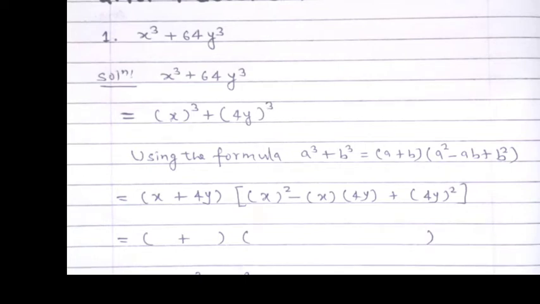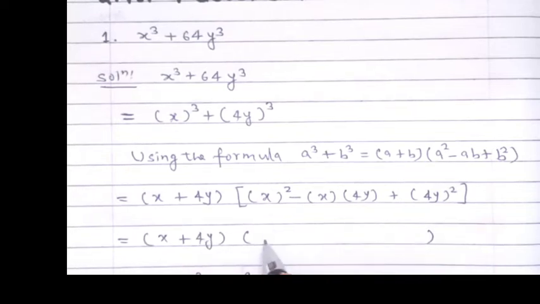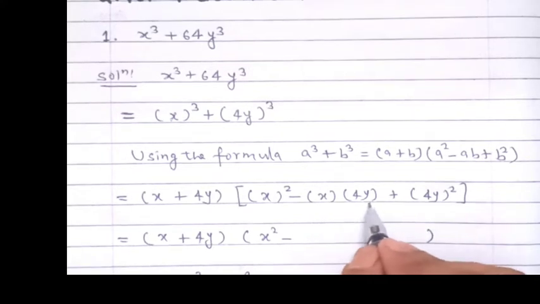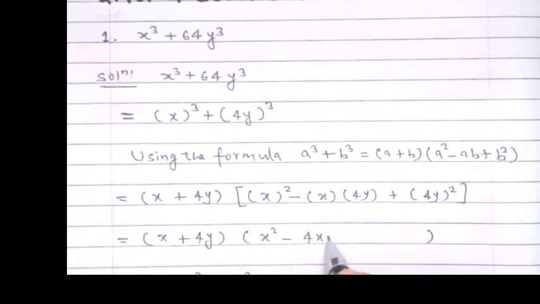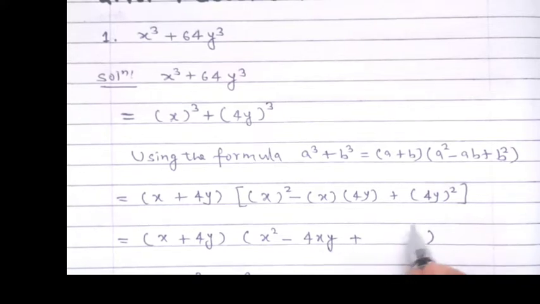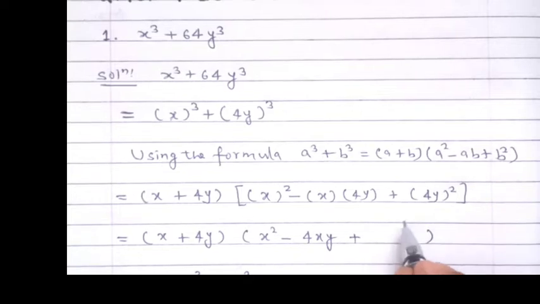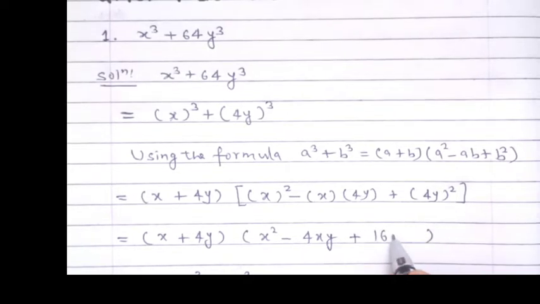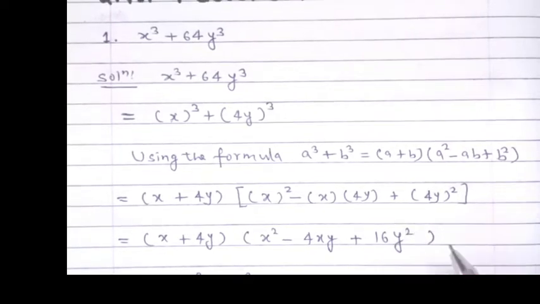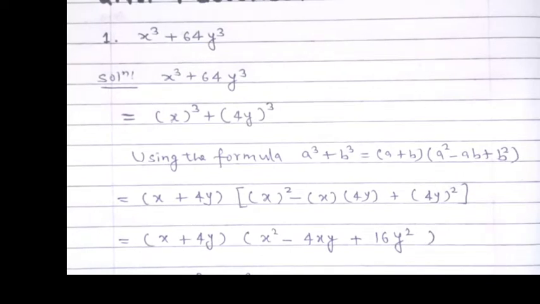When you simplify, you will be getting as it is x plus 4y, whereas x the whole square is x square, minus x into 4y is 4xy. Always write alphabets in order, first x then y. So 4xy, first number, then x, then y, and then plus (4y) the whole square will be 4 square is 16 and y is y square. That is your first answer.